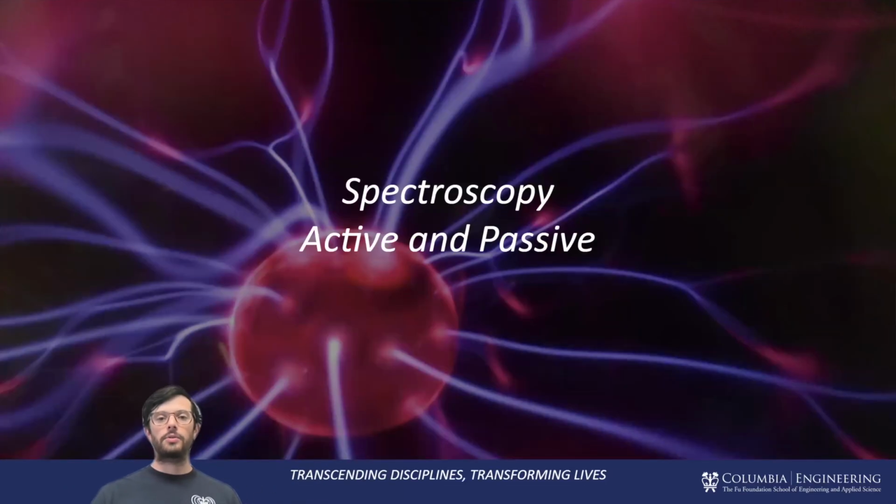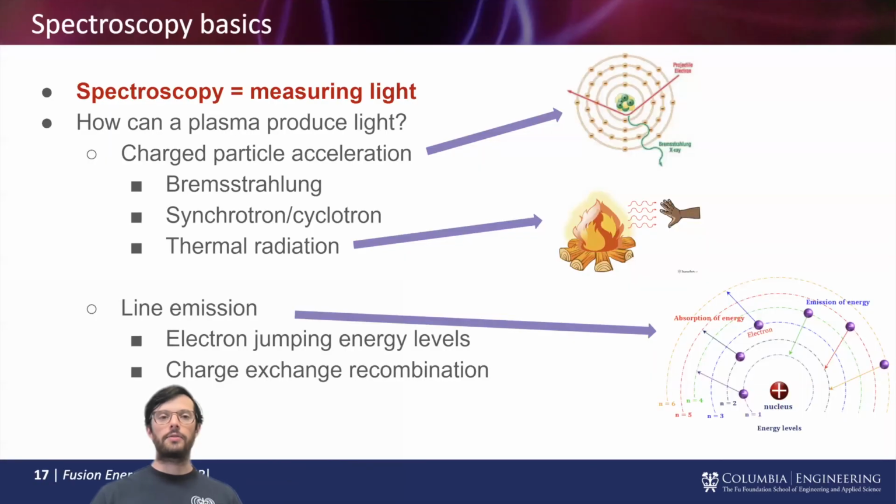All right. So spectroscopy, we're going to do active and passive. First, some basics. There's going to be a decent amount of background in this. Spectroscopy is measuring light. How can a plasma produce light? There's a few different ways. We're going to talk about all these in more detail.